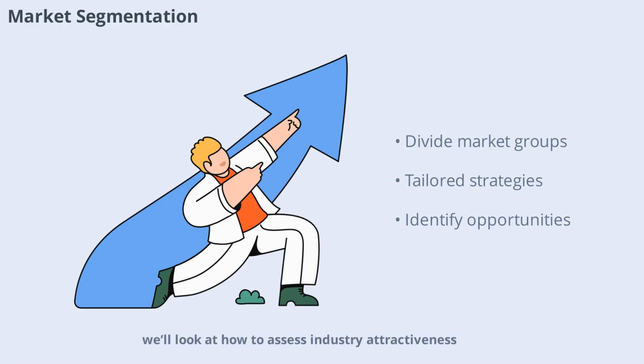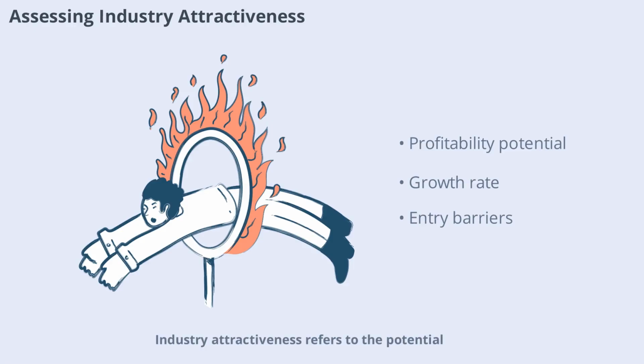Next, we'll look at how to assess industry attractiveness. Industry attractiveness refers to the potential for profitability and growth within a sector. Factors such as market size, growth rate, competitive intensity, and entry barriers all play a role. Tools like Porter's 5 Forces and the industry life cycle model help evaluate attractiveness. Companies should focus their efforts on industries with high potential and manageable risks.